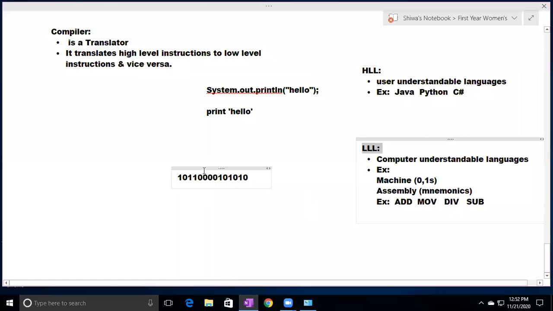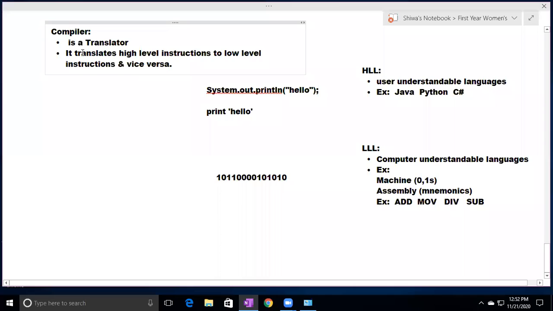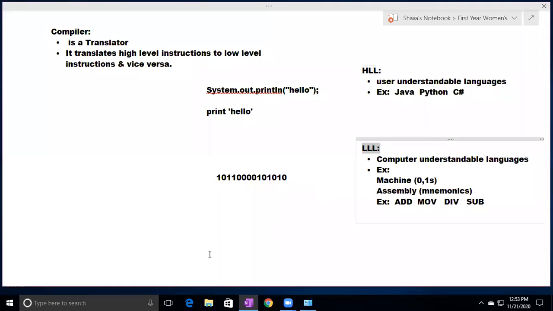Now see what is a compiler. What is a compiler? Listen carefully. Our language is what? High-level language. Computer language is what? Low-level language. So we cannot understand the computer's language, and the computer cannot understand our language. We are the users, and our language is a high-level language.